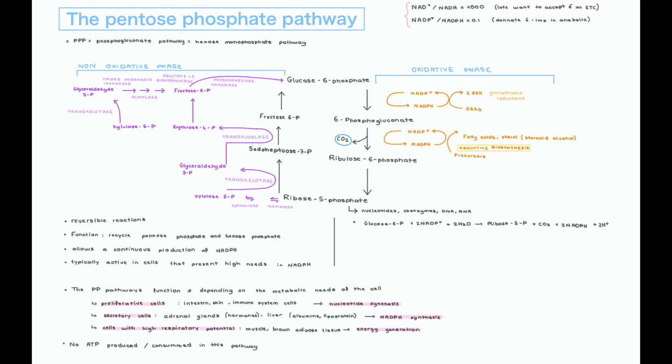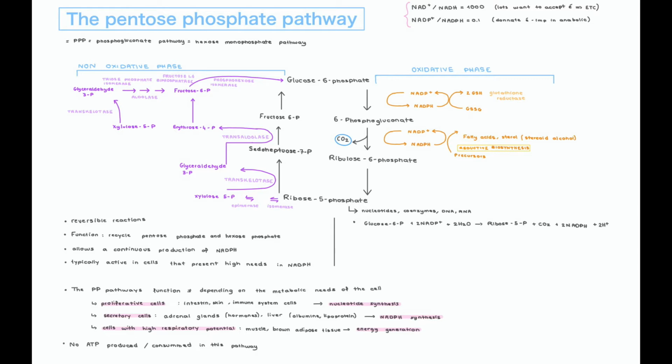So we transform the 6-phosphogluconate through oxidation and a loss of the CO2 molecule into ribulose 5-phosphate. Now, what's going to happen here is we're going to transform it into ribose 5-phosphate. This is kind of the intermediate step between the oxidative phase and the non-oxidative phase. Why is ribose 5-phosphate so important? Because it helps generate nucleotides, coenzymes, DNA, and RNA. So it's a really useful building block for downstream processes.